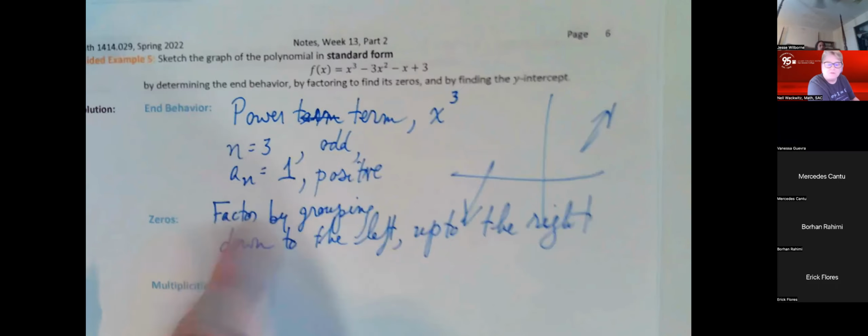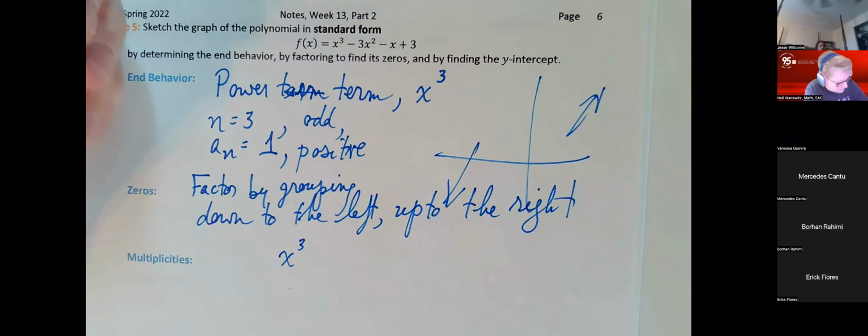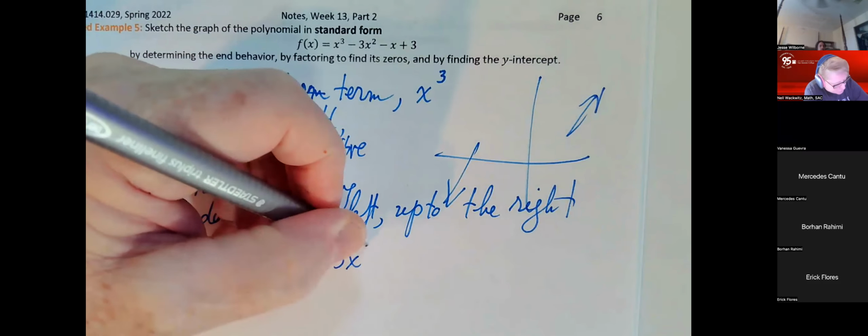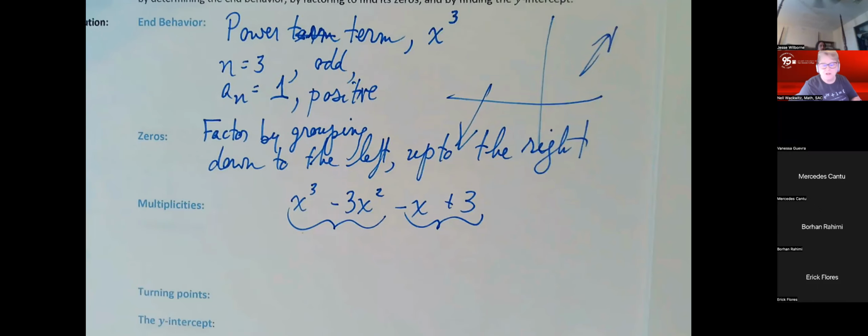Again, to find the zeros, we're going to factor by grouping. So we've got x cubed minus 3x squared minus x plus 3. What's common between x cubed and 3x squared?